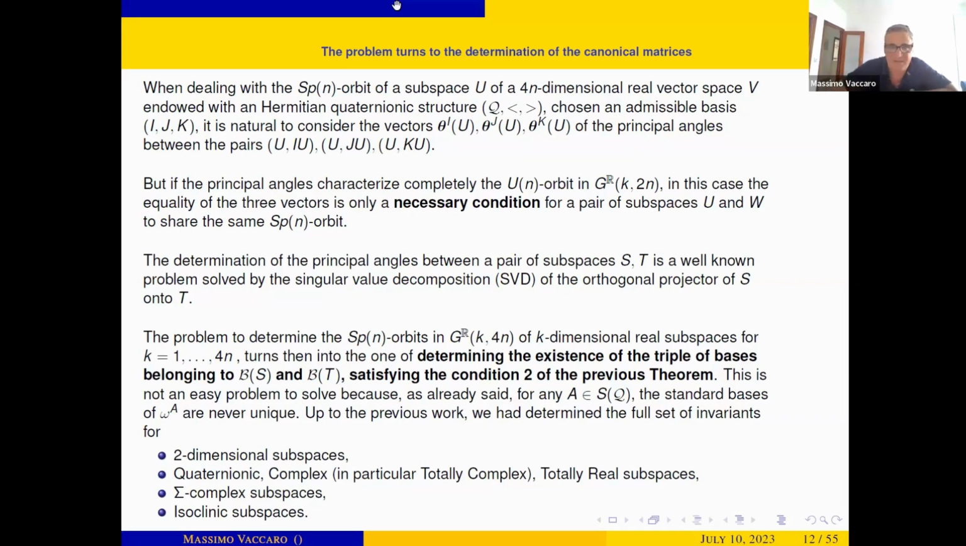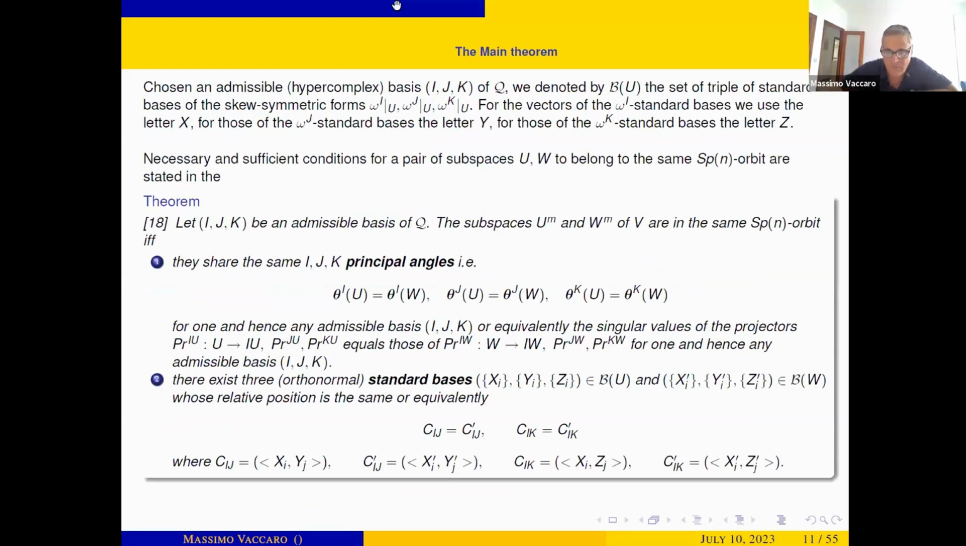As we said, in fact, it's just point one. In the complex case, point one reduces to theta_I(U) equals theta_I(W), finished. And there is no point two. So the complex case is very easy. Even if it took some time to find the solution, it's much simpler.